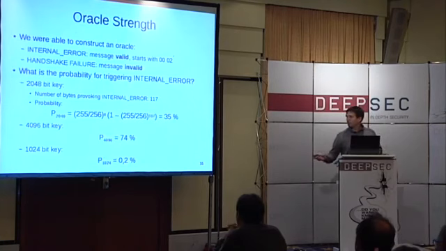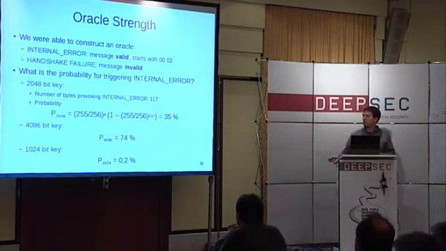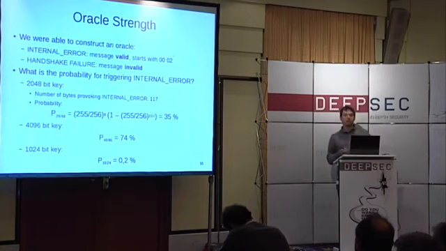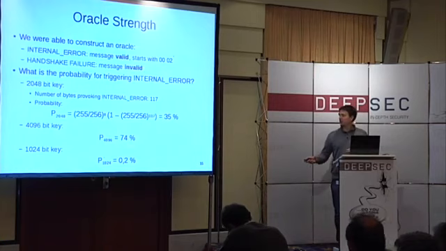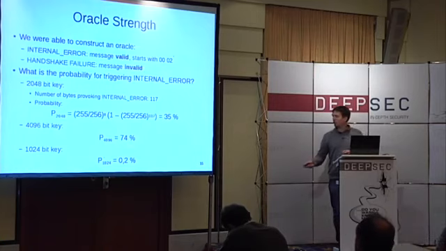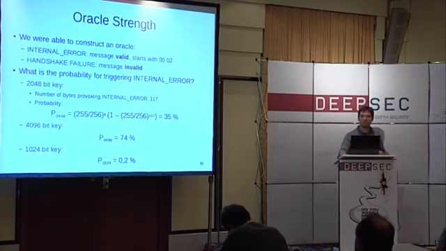So with 2000-bit keys, with probability 35%, the messages with 0002 were indicated as valid. With 4000-bit keys, the probability was much higher. With 1000-bit keys, it was like 0.2%.